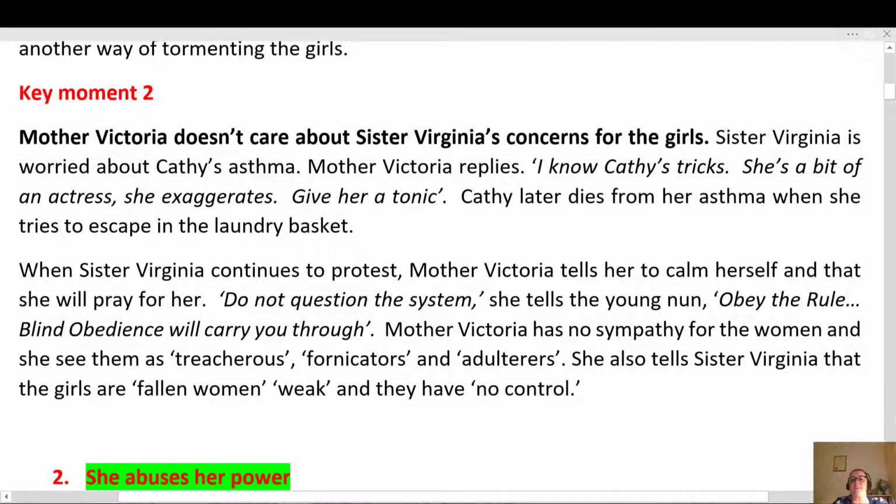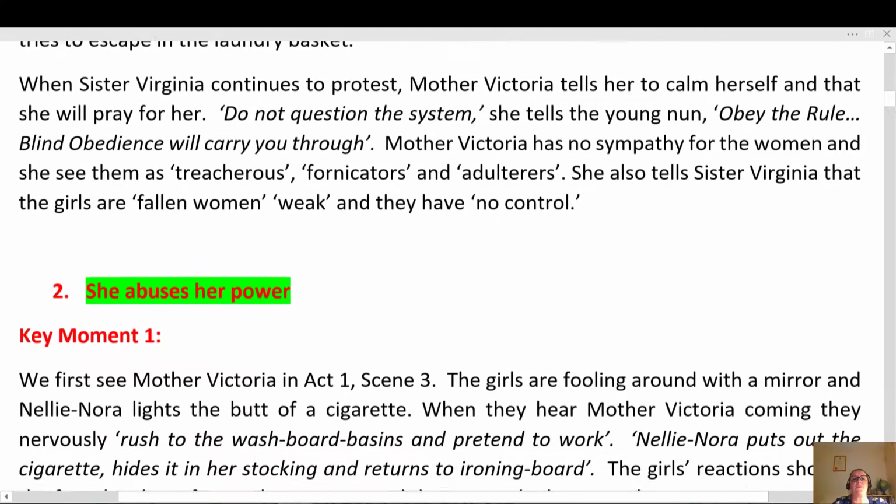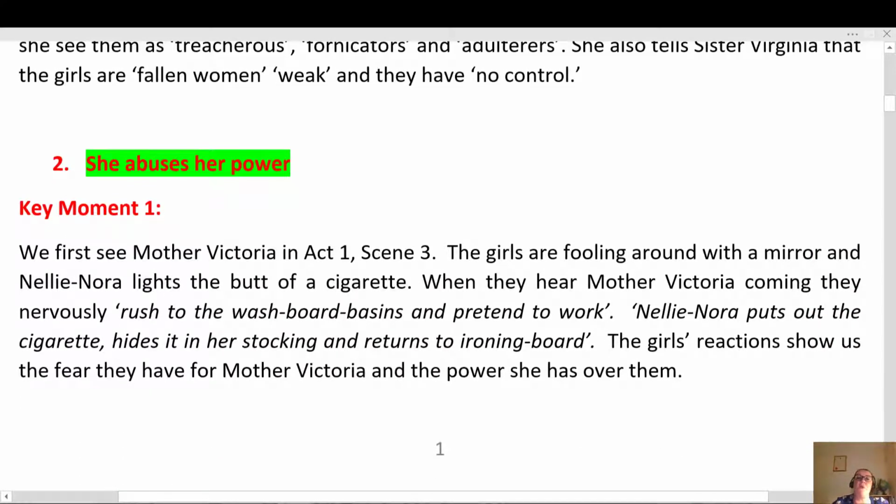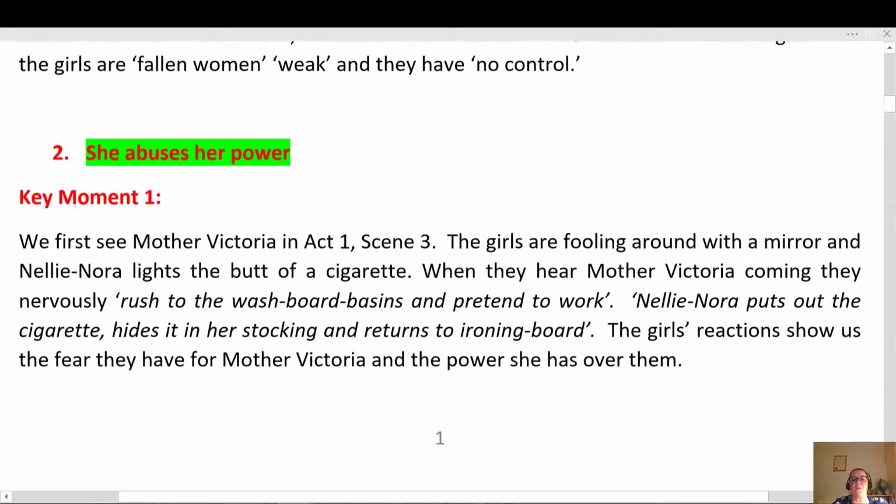The second characteristic that Mother Victoria, the villain, has is she abuses her power. Now, one key moment which shows this is we first see Mother Victoria in Act 1, Scene 3. The girls are fooling around with a mirror and Nellie Nora lights a butt of a cigarette. When they hear Mother Victoria coming, they nervously rush to the washboard basins and pretend to work. Nellie Nora puts out the cigarette, hides it in her stocking and returns to the ironing board. The girls' reactions show us the fear that they have for Mother Victoria and the power that she has over them.